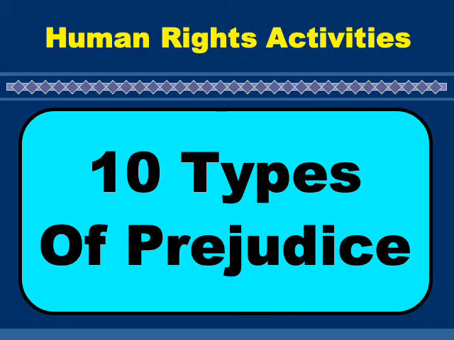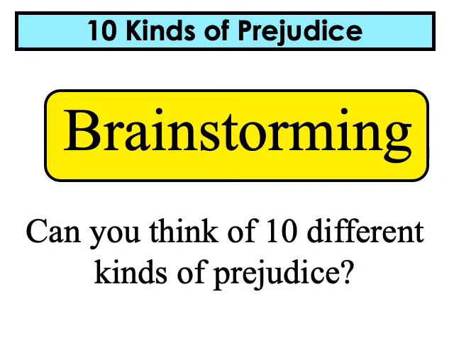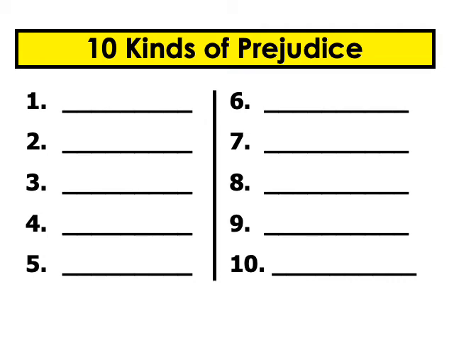Okay, prejudice. One of my activities is called 10 Types of Prejudice. And first we have to distinguish prejudice is an attitude. He's prejudiced, she's prejudiced against people. Discrimination is an action. People discriminate against others through their acts. And for students, I want to give them this task, brainstorming. Get in groups of 4, think of 10 different kinds of prejudice. Give them a couple of minutes and see what they come up with.